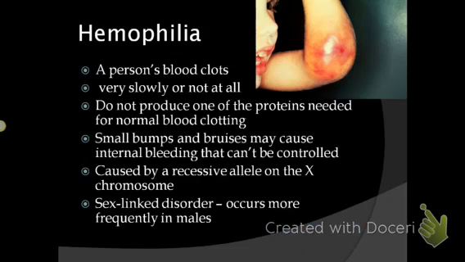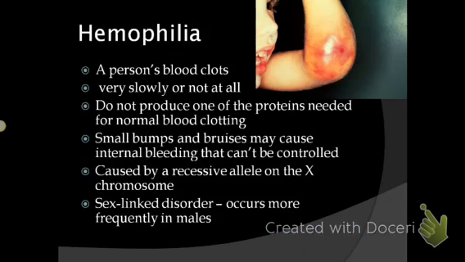Hemophilia. I think we talked about this one in our other video notes when we were talking about sex-linked traits. Hemophilia is a genetic disorder in which a person's blood does not clot at all, or it clots very slowly. So they just continue to bleed. They're missing one of the proteins needed for normal blood clotting. That sticky stuff, the platelets that are in your blood that cause blood to clot.